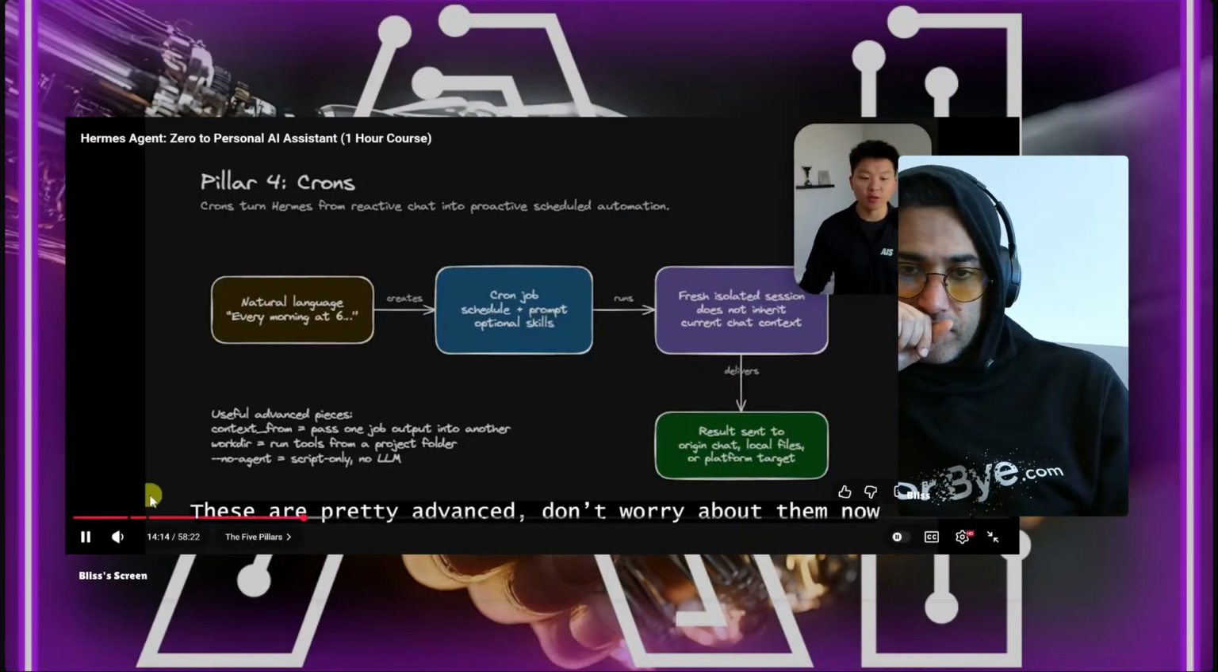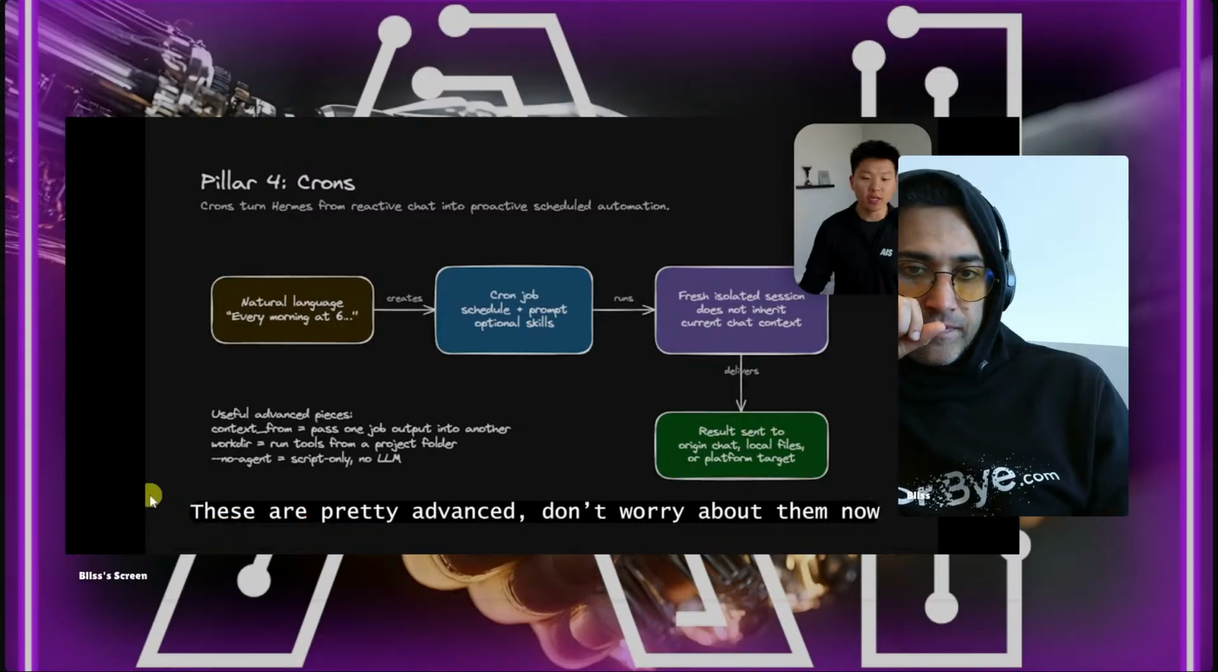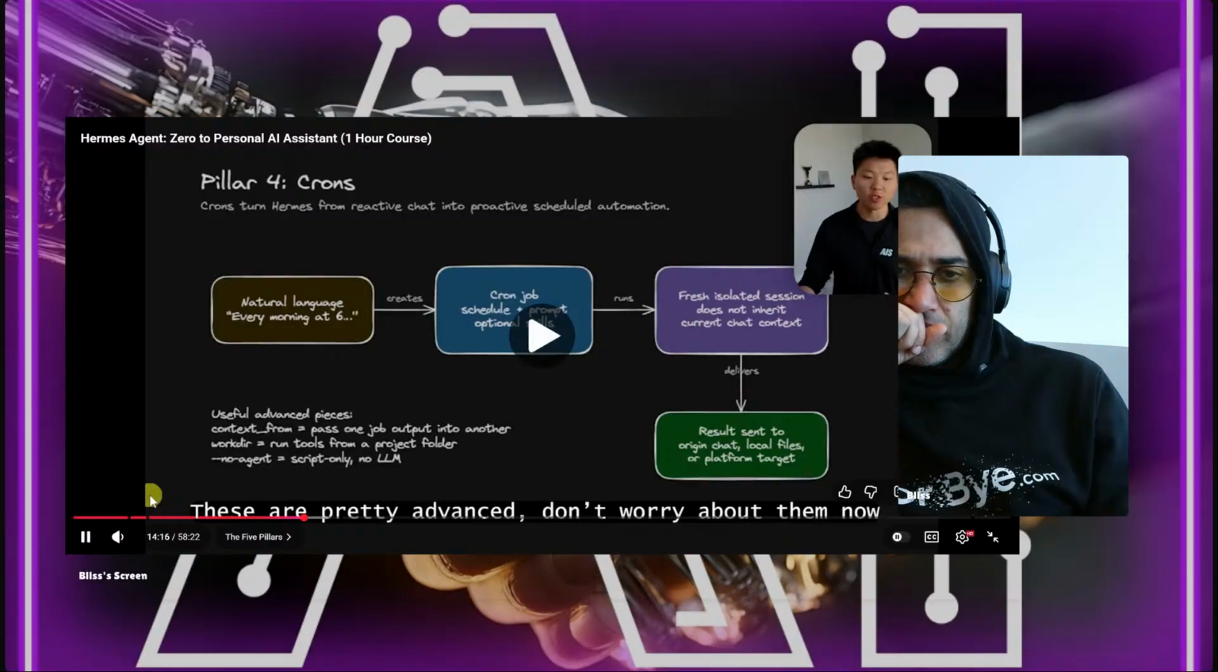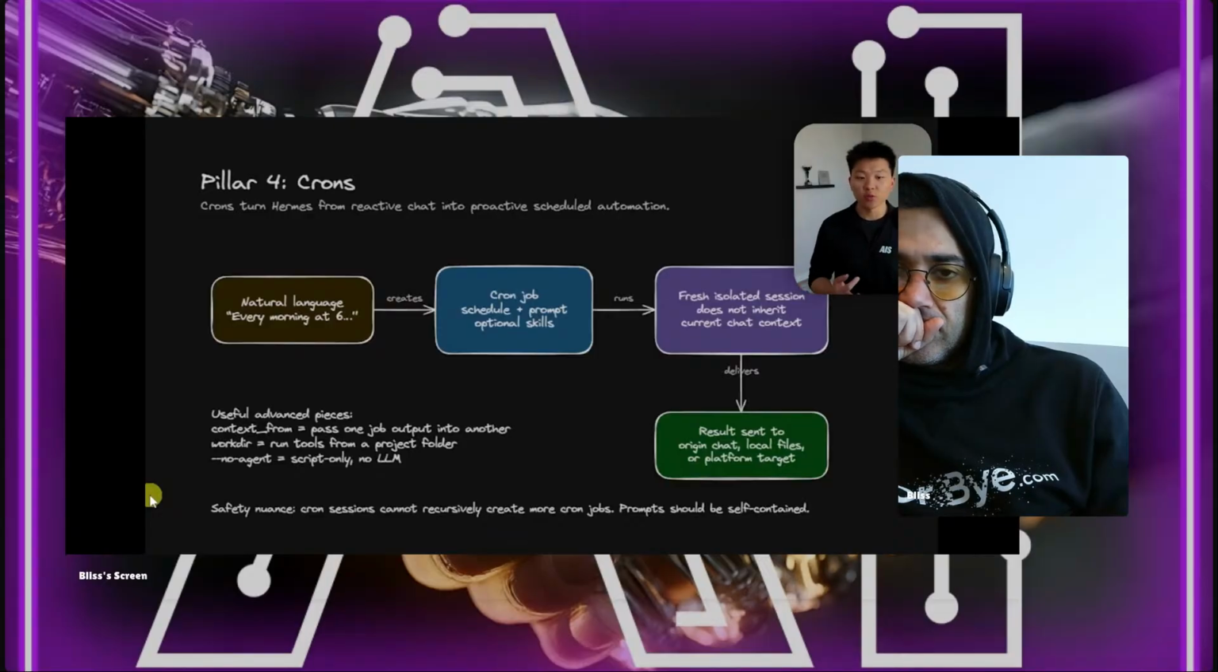And then you can do this flag for no agent. Run tools from a project folder. Script only, no LLM. Which is just a script. So, hey, I just want you to run this Python script. I don't want the agentic harness loop inside of that. I just want the script to be run. So if you think back to the WAT framework, workflow, agent, tools, you basically just be deploying the workflow on something like Modal. You're not deploying the agent as well.